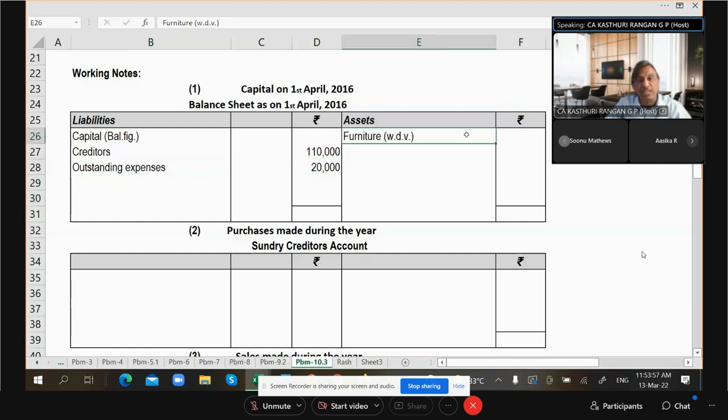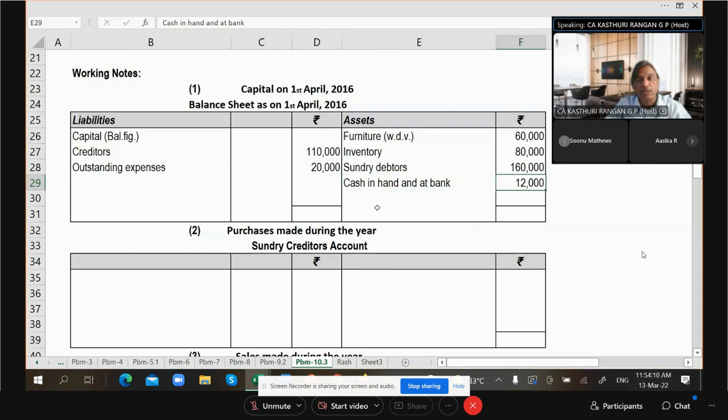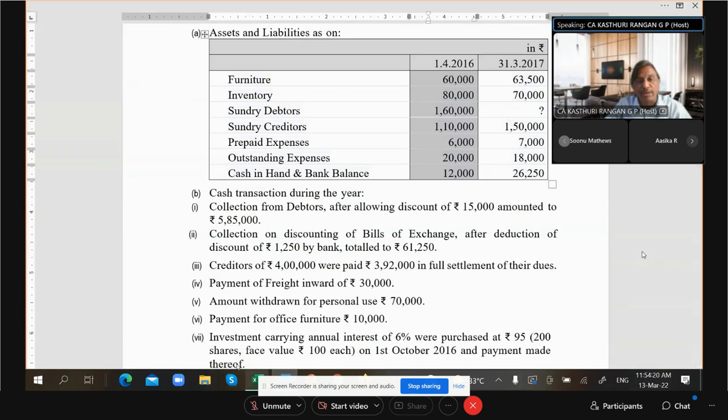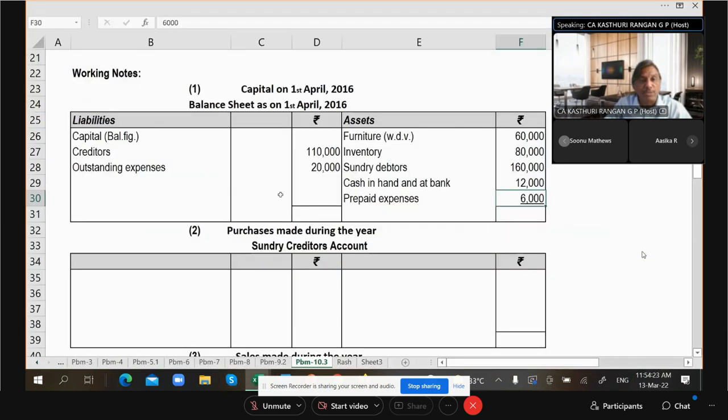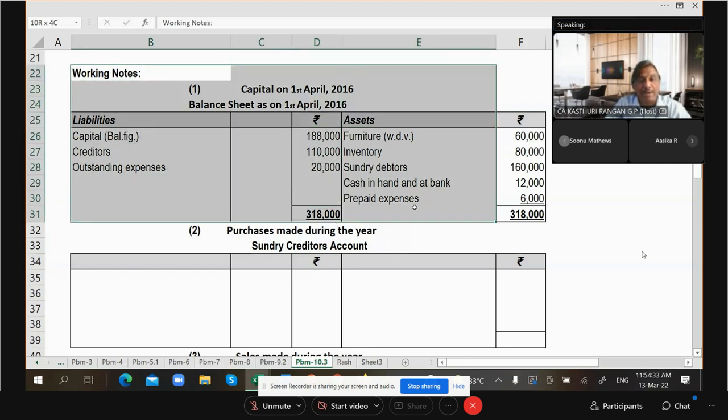Opening balance. Assets, furniture, 60,000, all given in the question. Inventory, 80,000. Debtor, 1,60,000. Cash in hand and at bank, 12,000. Prepaid expense, 6,000. So you see, it's all given in the question. Simply we are noting down all that. So therefore, if you find the total, it is 3,18,000. Therefore, 1,88,000 will be the opening capital.